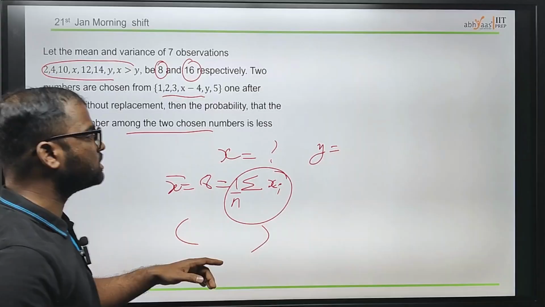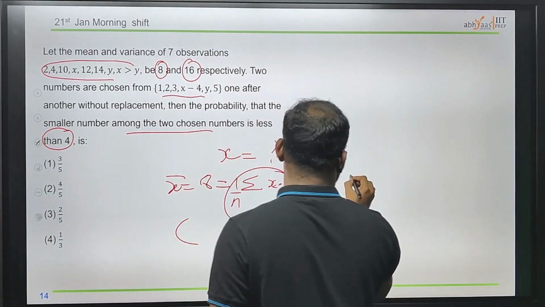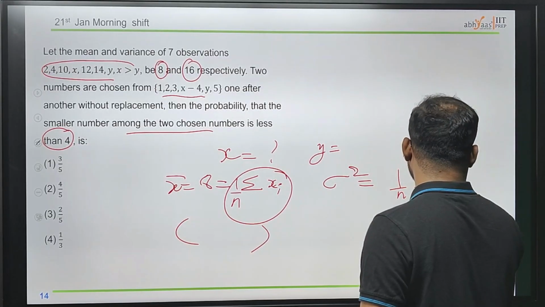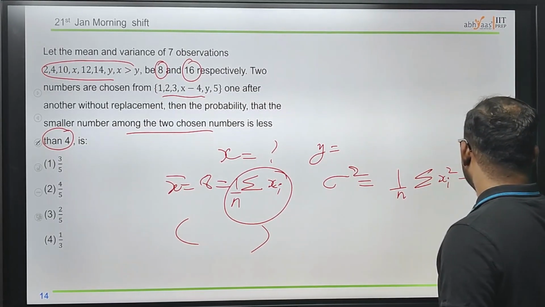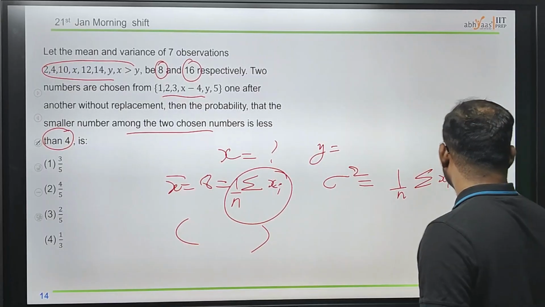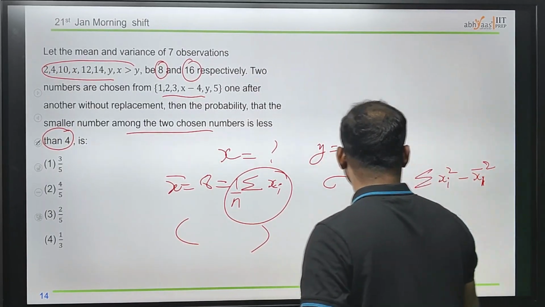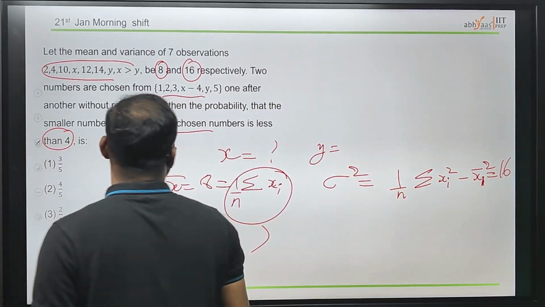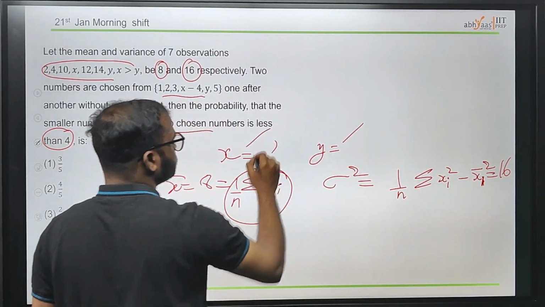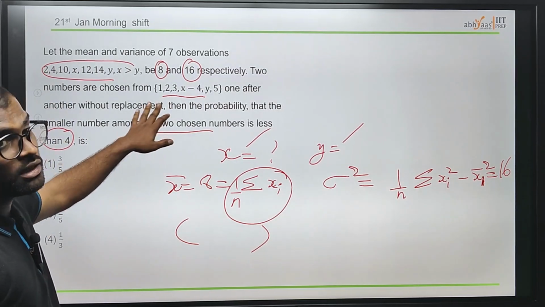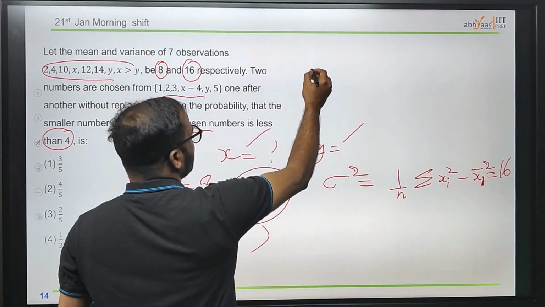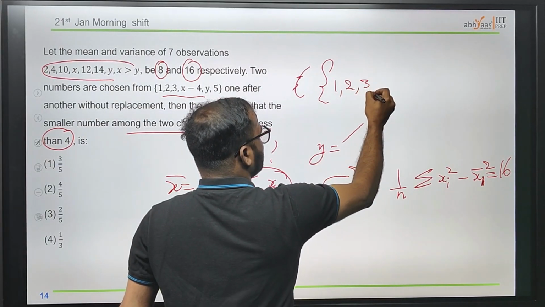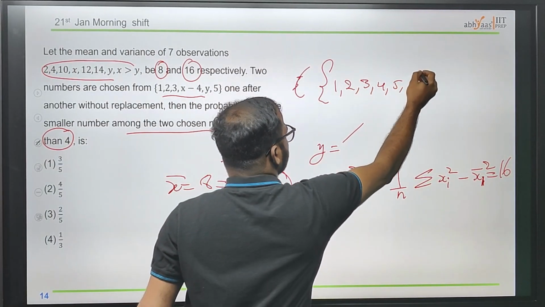From this we will get one equation. In order to find the variance, we have 1 by n summation xi square minus mean square, which is equal to 16. After finding this, we will get the x and y values, just substitute them, and from this we will get a set as 1, 2, 3, 4, 5 and 6.